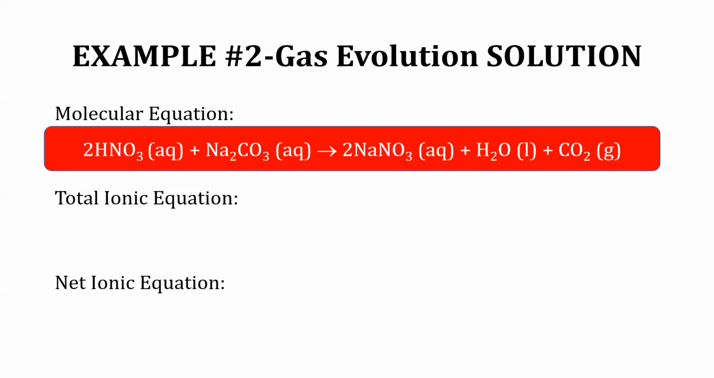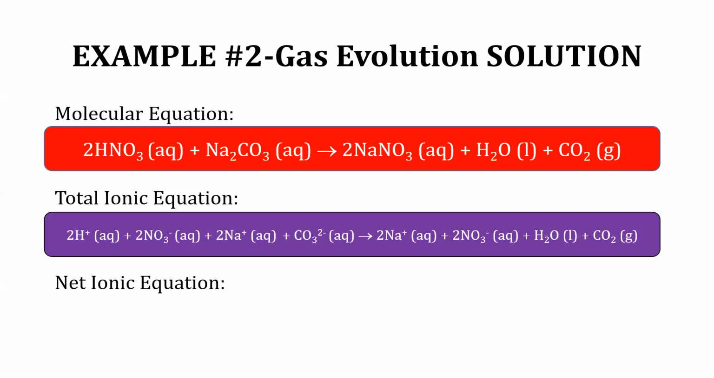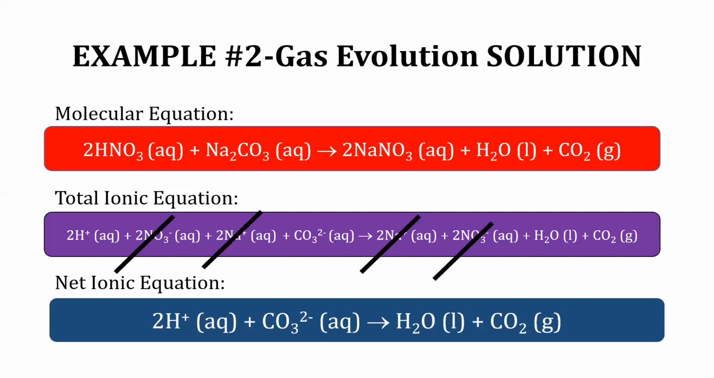The total ionic equation is 2H+ along with 2NO3- plus 2Na+ along with CO3 2- forming 2Na+ along with 2NO3- plus liquid H2O plus gaseous CO2. The net ionic equation, after removing the spectator ions of Na+ and NO3-, is 2H+ along with CO3 2- forming liquid H2O plus gaseous CO2.